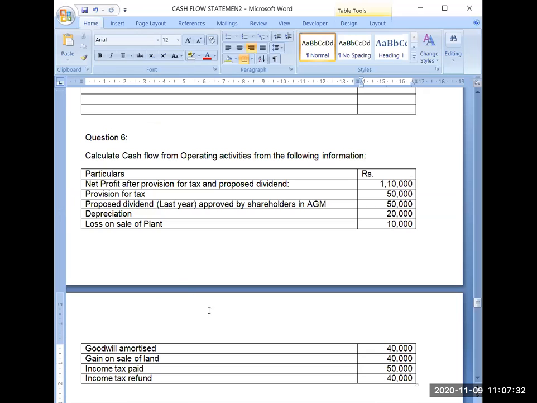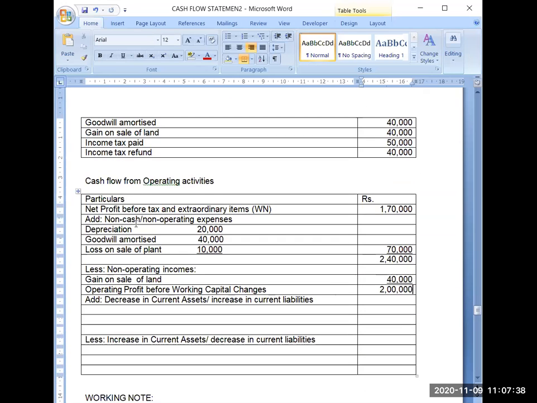Now see in the question whether any current asset or current liability information is given, because you need both of the balances. That is not given here. So because it is not given here, we will be directly getting cash generated from operations. So actually this operating profit before working capital changes will automatically become, because no working capital information is given in the question, cash generated from operations.